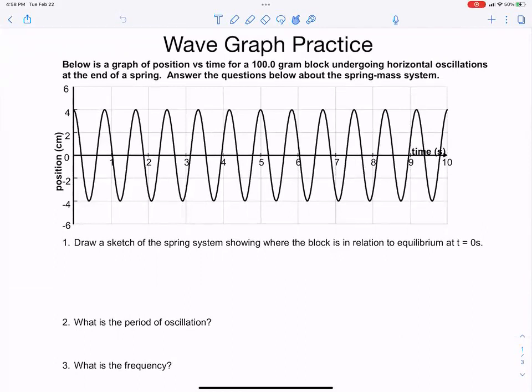Below is a graph of position versus time for a 100-gram block undergoing horizontal oscillations. So we have a horizontal oscillator at the end of a spring. Answer the questions below about the spring mass system. Draw a sketch of the spring system showing where the block is in relation to the equilibrium at t equals 0 seconds. Well, you should be able to tell from the picture that here's the equilibrium right there in the middle. And you can see there's an amplitude of 4 centimeters.